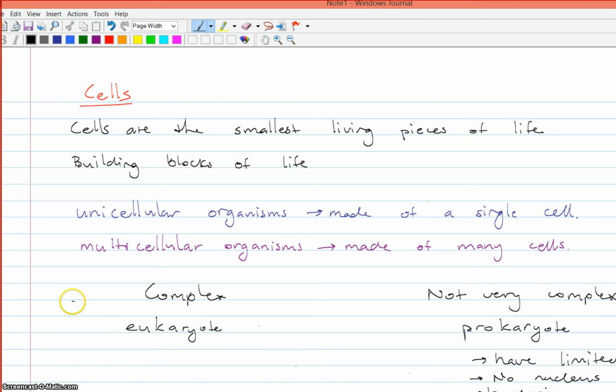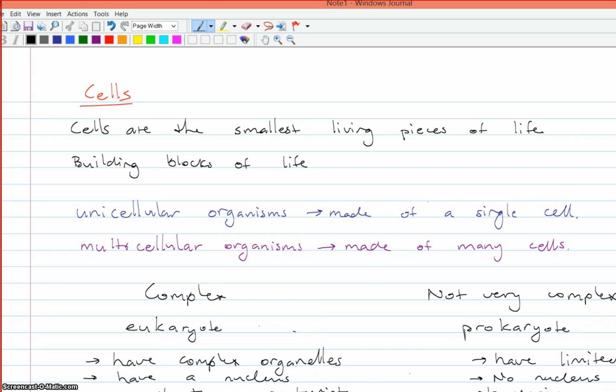Eukaryotes have complex organelles, which we'll talk about in the next video, what that means. They have a nucleus. So we're talking about plants, we're talking about animals, we're talking about the group fungi, and the Protoctista group, which is basically everything that doesn't fit into plant, animal, fungus, or bacteria.